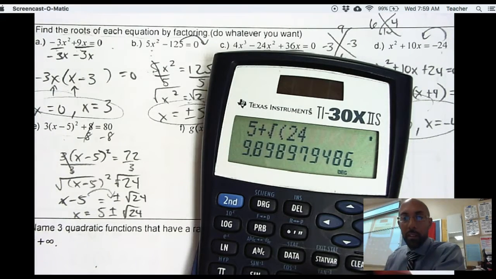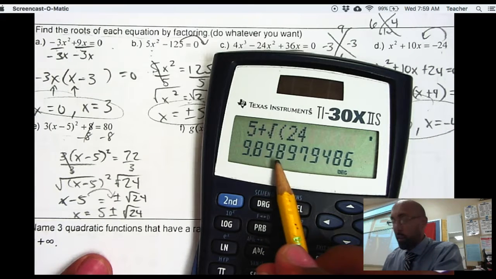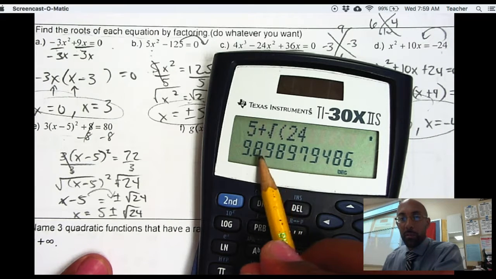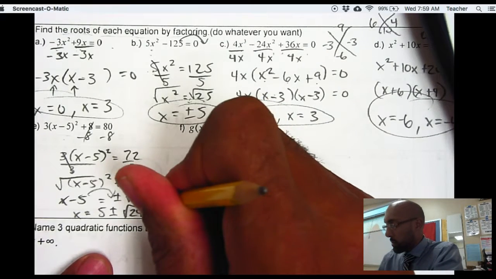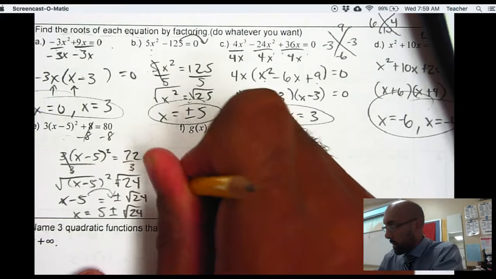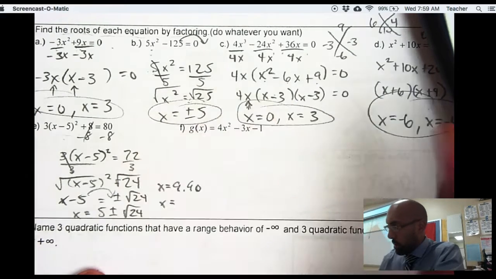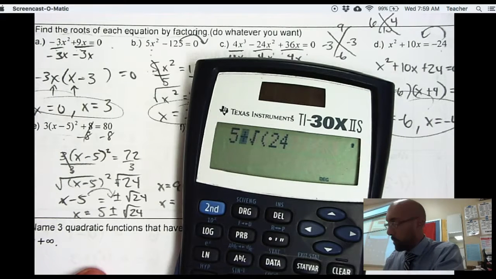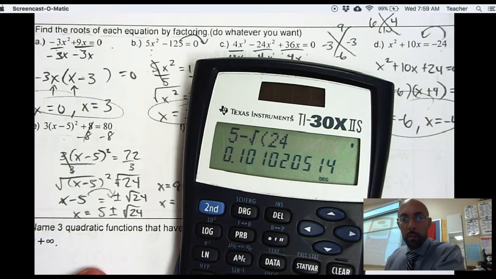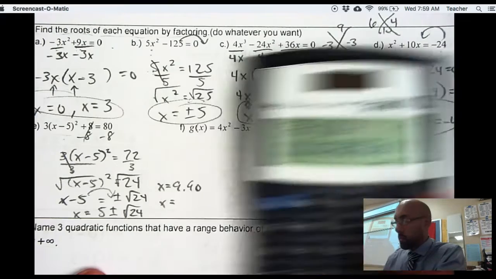And remember, round that to the nearest hundredth. So that will become 10. So we have to round up to the next one. So that'll be 9.90. So we'll have x equals 9.90. And then the next one is 5 minus the square root of 24. So just go back up here and change it. So we have 0.10.